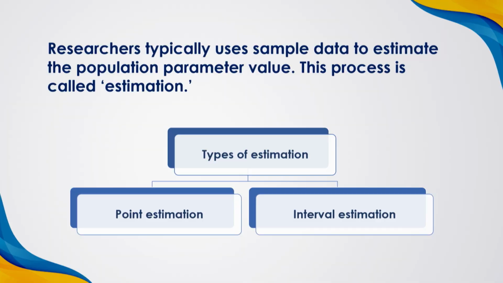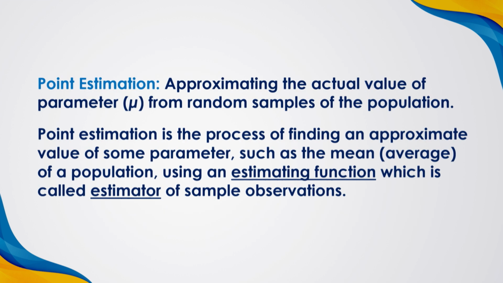Dear students, let us begin the second part of the lesson in which you will learn about estimating the parameters of mean and variance of sampling distributions. Researchers typically use sample data to estimate the population parameter value. This process is called estimation. The estimates are classified into two: one is point estimation and the other one is interval estimation.